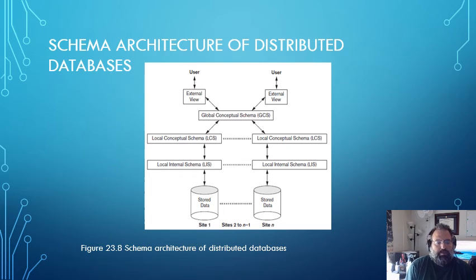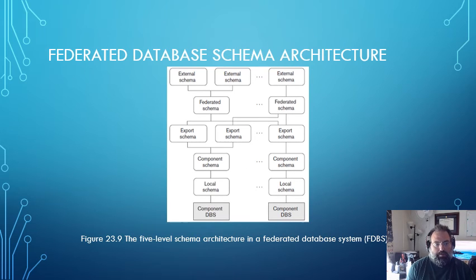Figure 23.8 is a schema architecture of a distributed database. You can see here the users with their external view, the global conceptual schema, the local conceptual schemas depending upon where they're at, and the local internal schema, and then the stored data at site 1 through N. A federated database schema architecture is in figure 23.9. It shows an external schema with some federated schemas, and then an export schema, and a component schema, and a local schema for each of the component databases.